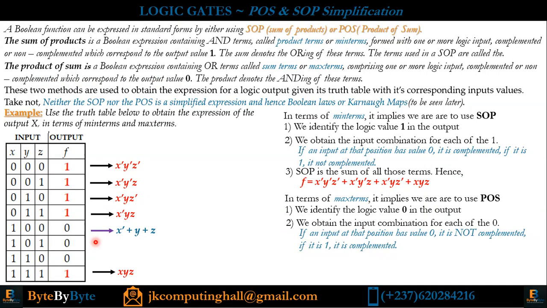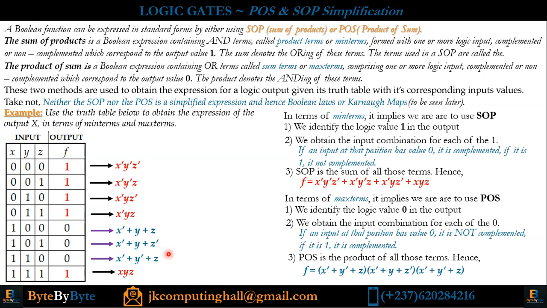Can you try for this second one? Good. X bar plus y plus z bar. Can you try for the last? X bar plus y bar plus z. So in terms of product of sum, now the product of sum is the product of this term. So if I'm using my POS, that will be my value of f, that is the product of this one, this is it, this one, this is it.